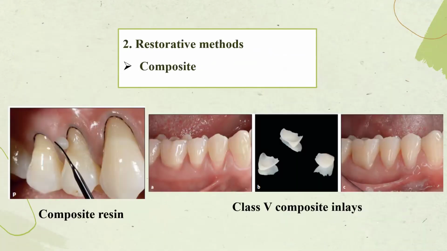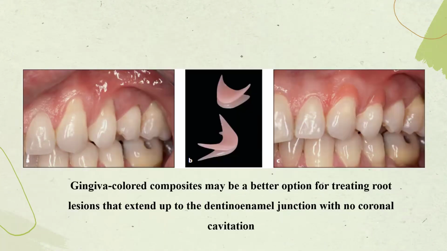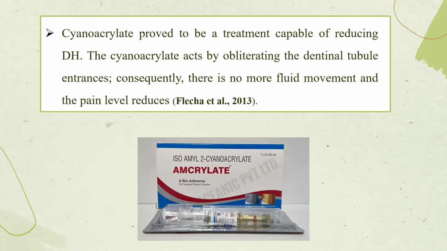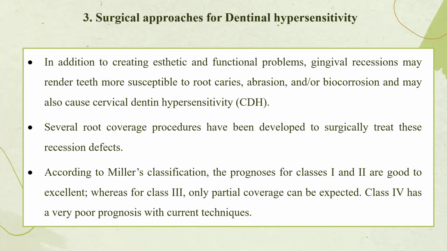Restorative methods, mainly composite resins: class 5 composite inlays can be used. Gingiva-colored composites may be a better option for treating root lesions that extend up to the dentinoenamel junction with no coronal cavitation. Cyanoacrylate can be used. It has been proved to be a treatment capable of reducing dental hypersensitivity. Cyanoacrylate acts by obliterating the dentinal tubule entrances. Consequently, there is no fluid movement and the pain level reduces.